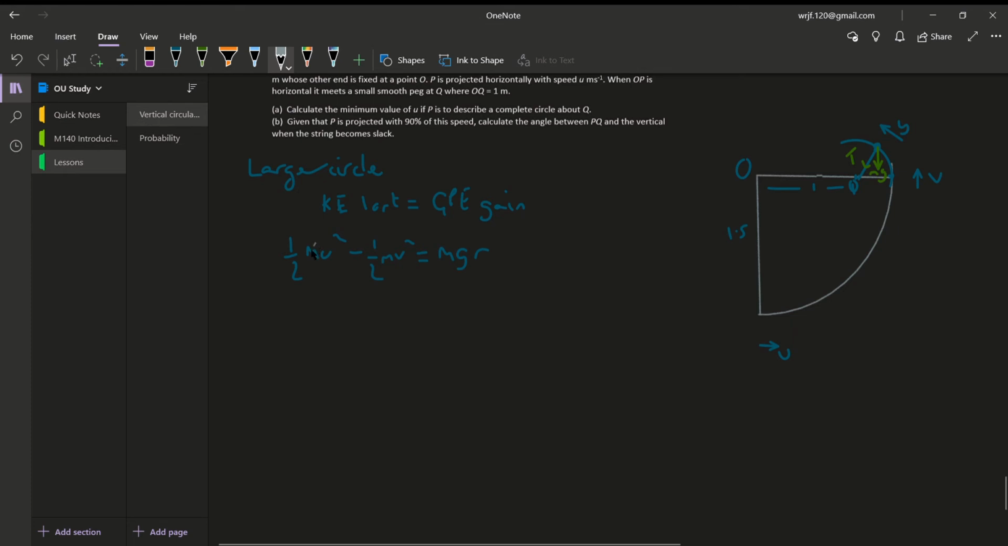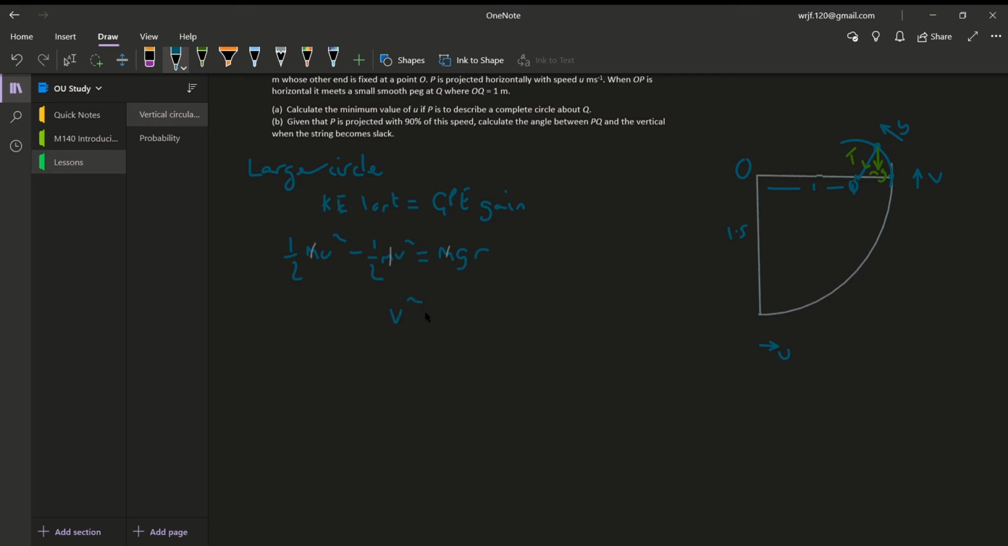Mass cancels out as it normally does. Be careful though, it might not sometimes, so just watch out for that one. Normally multiply by 2 here as well, and what we're trying to establish at this point is some expression for v, or probably v squared actually, in terms of everything else. So I'm going to multiply by 2 and rearrange and make v squared the subject all in one go.